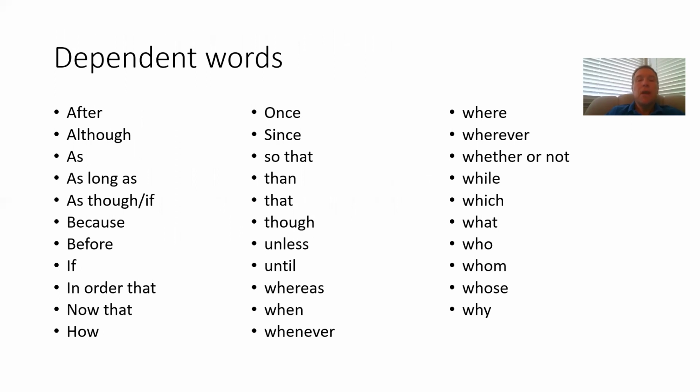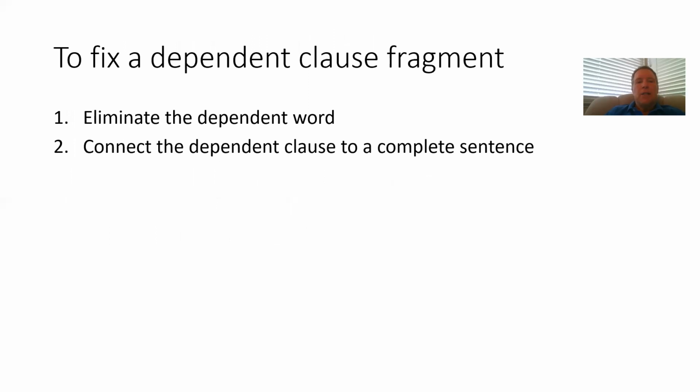So to fix a dependent clause fragment, easy, just eliminate the dependent word. That's one simple solution. The negative side of just eliminating the dependent word, though, is then you're left with a lot of simple, short sentences. Dependent clauses are great to use. I love them. They show relationships between ideas.